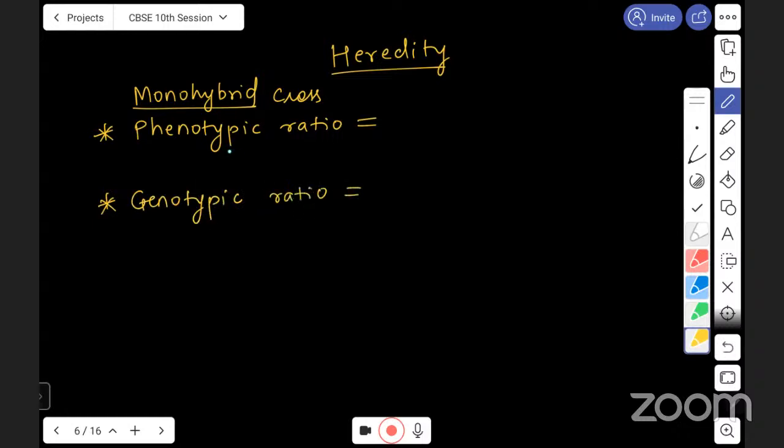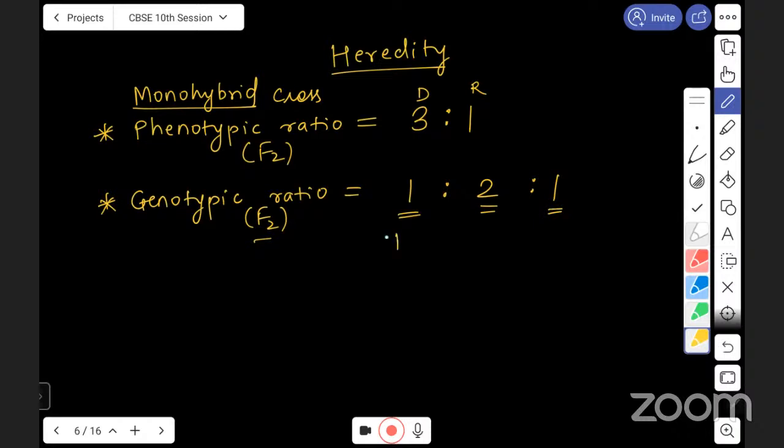Now these ratios are of the F2 generation, the second generation. Ratios are very important. What are the phenotypic ratios? 3:1 phenotypic, where 3 is the dominant trait and 1 is the recessive trait. Next, what is the genotypic ratio? 1:2:1, where this 1 is homozygous dominant in the F2 generation. These two are the hybrid, that is heterozygous, like capital T, small t. And this last one is homozygous recessive.